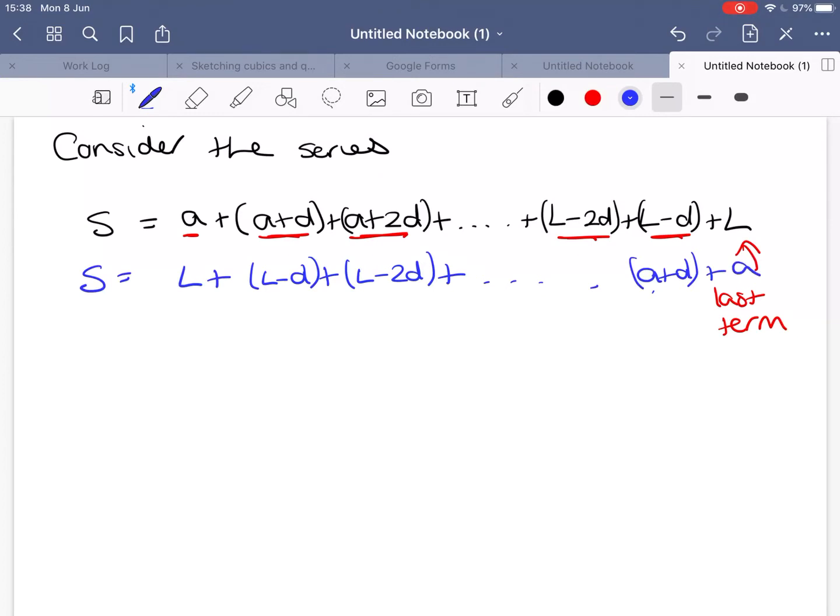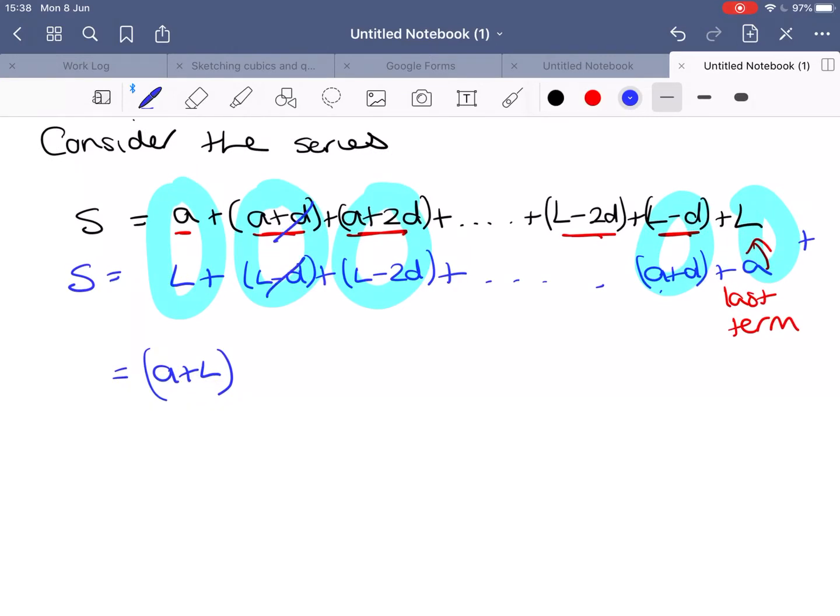Now, this is where it's interesting again, because if I take these pairs, I notice that again, they always add up to the same thing. And actually, they always add up to A plus L. Because if I look at the second term, I've got A plus D plus L minus D. Well, effectively, the plus D and the minus D cancels out. So again, I've got A plus L. And I've got A plus L because the two D's cancel out. And so I've got all these terms, when they're added together, make A plus L.